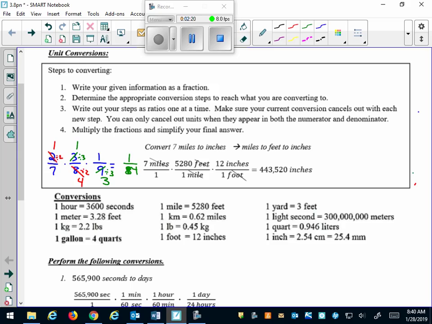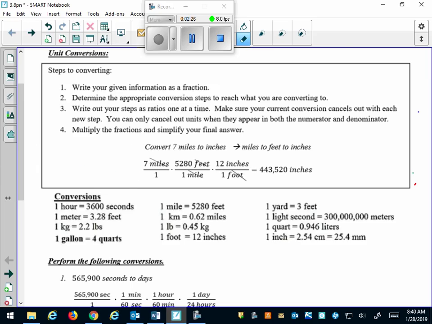So that's the way we simplify, the whole process. And you can, again, cancel any numerator with any denominator. So that same concept applies when we're converting units of measure. If we have miles on the top and miles on the bottom, we can cancel those miles. Feet on the top and feet on the bottom, we cancel the feet. Whatever's left over is our unit in our answer.